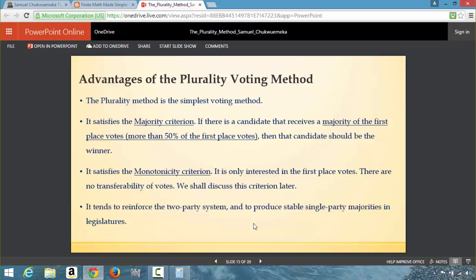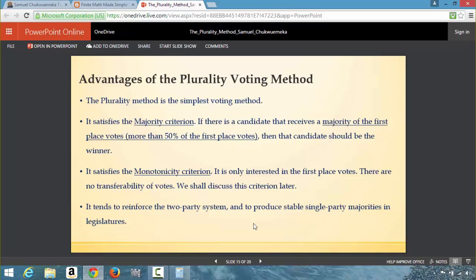Candidates from those parties, for the most part, are the only ones that the race is actually between. I'm not saying that there are not exceptions, but for the most part, the race is usually between the Democratic candidate and the Republican candidate.